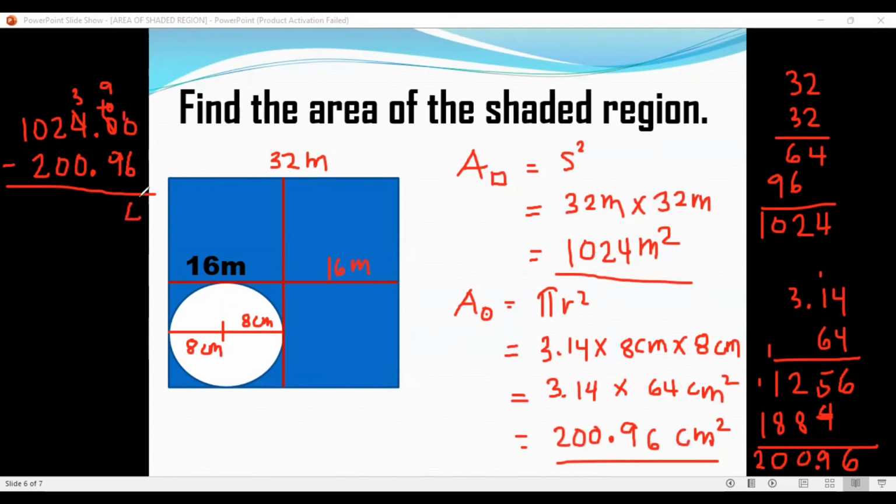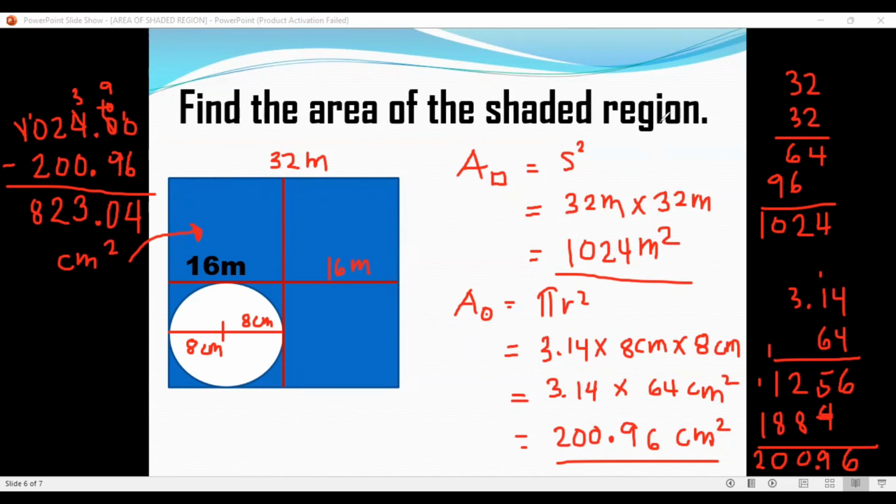So the answer here is 4. There is 9 minus 9, so that is 0. And then here, we just have to bring down the 3. So 3 minus 0 is 3. And then we have 2 minus 0 is 2. And then we could just drop that and make that 10 minus 2 is equal to 8. So therefore, the shaded region that you have here is 823.04. Again, the unit of measure that we are getting is cm square. Okay, so that is now the area of the shaded region.